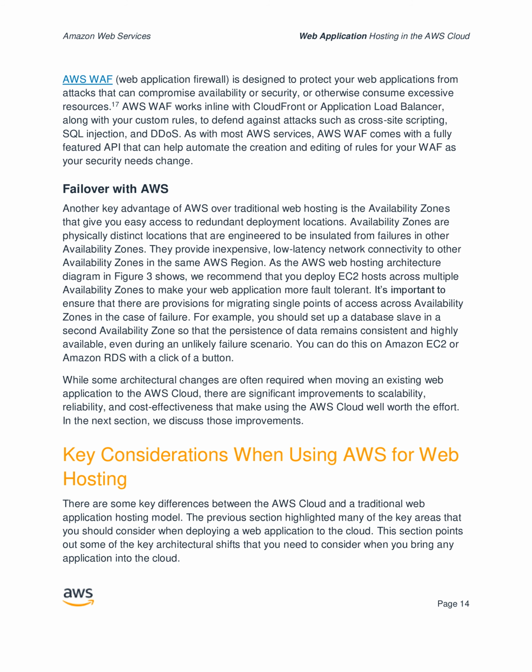It's important to ensure that there are provisions for migrating single points of access across availability zones in the case of failure. For example, you should set up a database slave in a second availability zone so that the persistence of data remains consistent and highly available, even during an unlikely failure scenario. You can do this on Amazon EC2 or Amazon RDS with a click of a button.